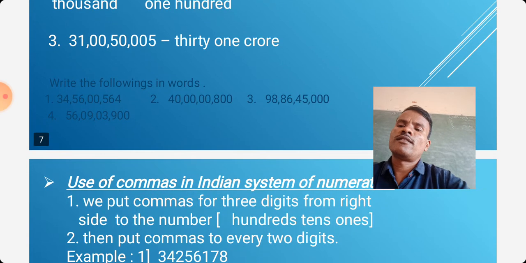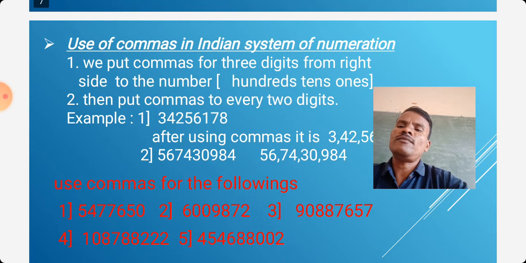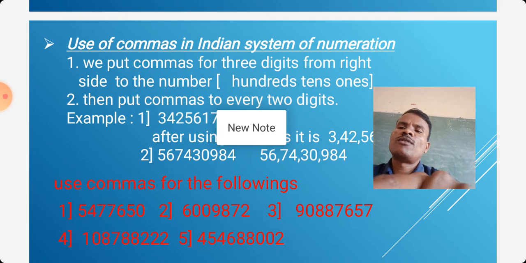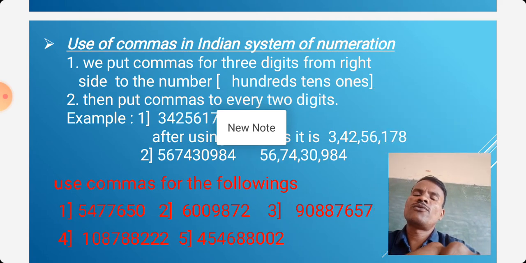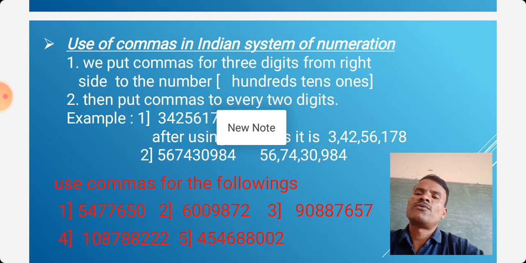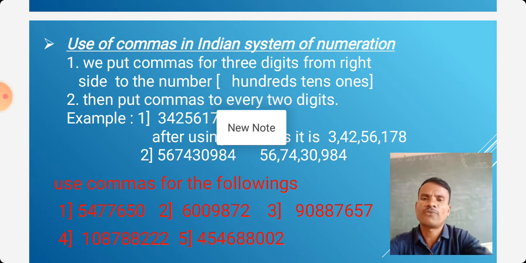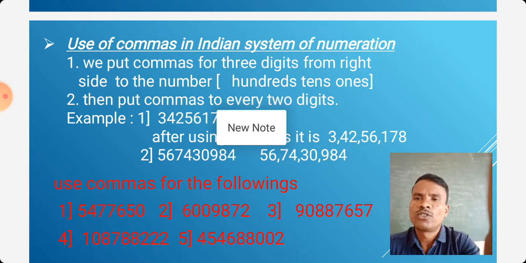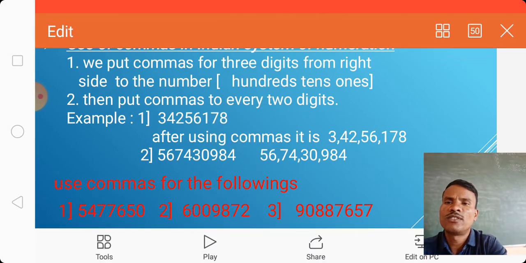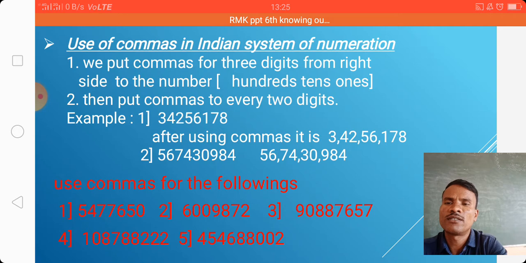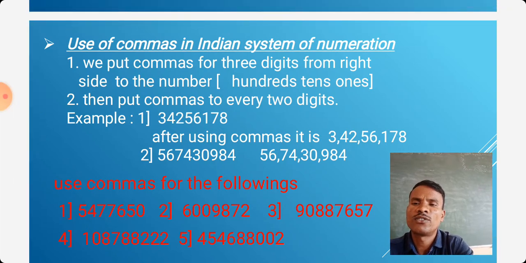Okay. Then come to the next one, that is using commas in the Indian system of numeration. First, we put commas for 3 digits from the right side of the number. We have to identify this. First point, 3 digits from the right. Second point, then put commas for every 2 digits. First for 3 digits, then for every 2 digits.